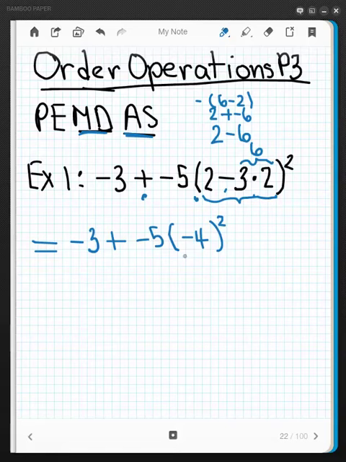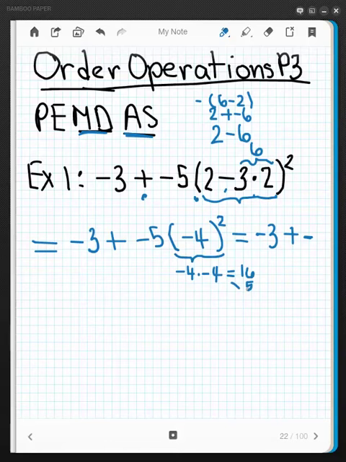So now what I need to do is take care of this exponent right here. So this is going to be a negative 4 times a negative 4. And so that will give me a positive, negative times a negative is a positive, and that will give me a positive 16. And so next what I have is negative 3, and then plus, and then what I want to do is this negative 5 times this positive 16. And so that's going to be a negative number because a negative times a positive is a negative.